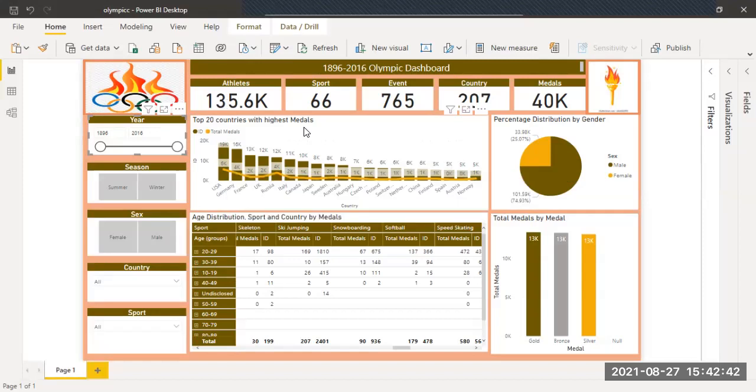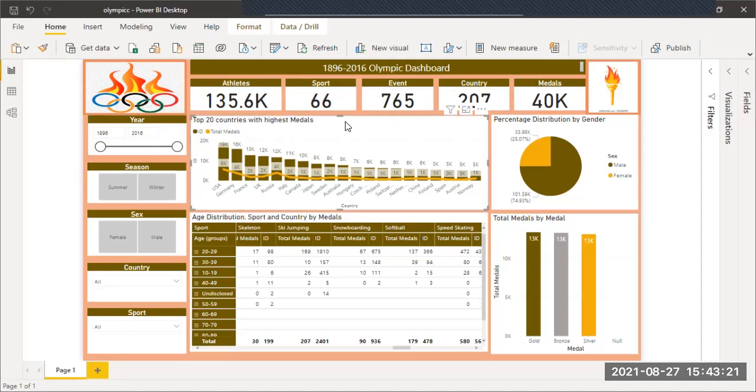Here is my Power BI dashboard showing the analysis of Olympic events between 1896 to 2016. At the top here are my key metrics. We have 136,000 as the total number of athletes that performed during this period. I have the total number of sports as 66, total number of events as 765, total number of countries that participated as 207, and the total number of medals as 40,000.